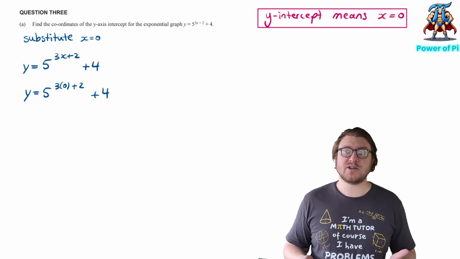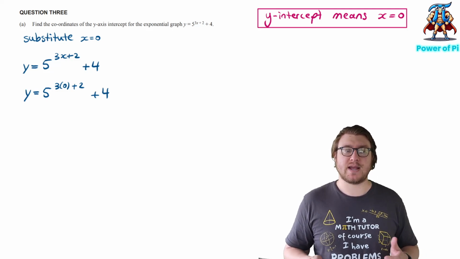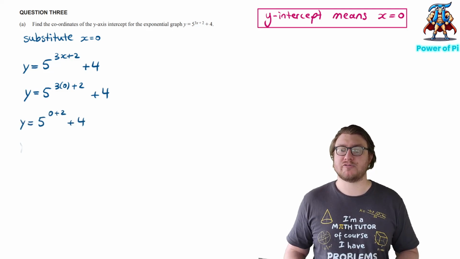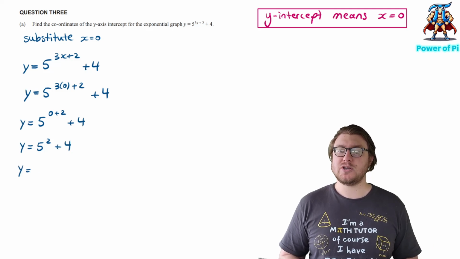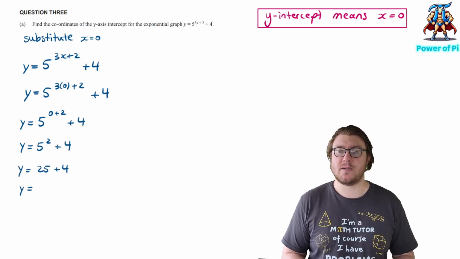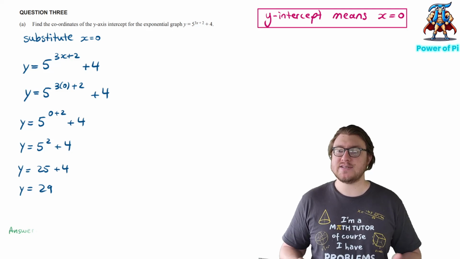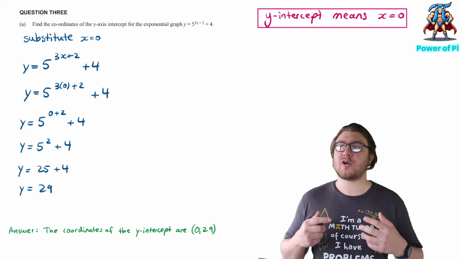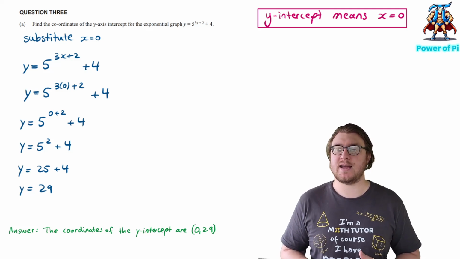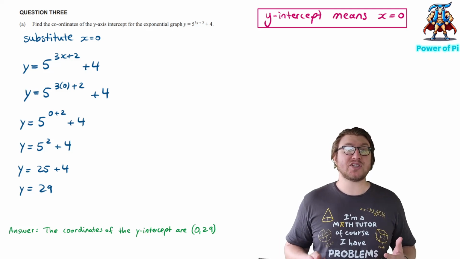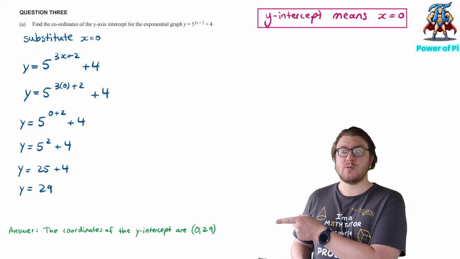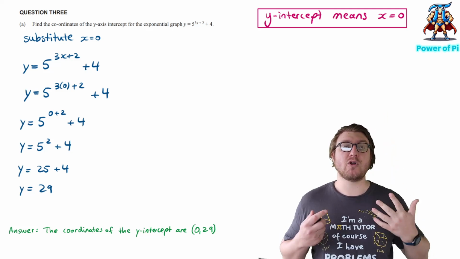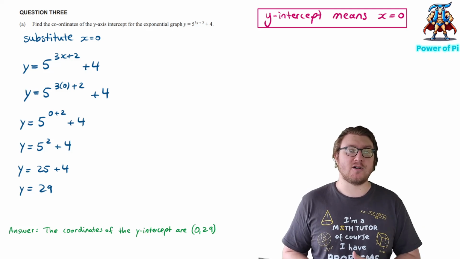So 3 times 0 is 0, plus 2 becomes 2. So our power is just going to be 5 to the power of 2 plus 4, which is going to be 25 plus 4 is 29. And this is already your answer. But just be careful, they're asking you for the coordinates of the y-axis intercept. So you need to make sure that you write it in coordinate form with both your x and your y value. But remember, from above, we already knew what the x value was.